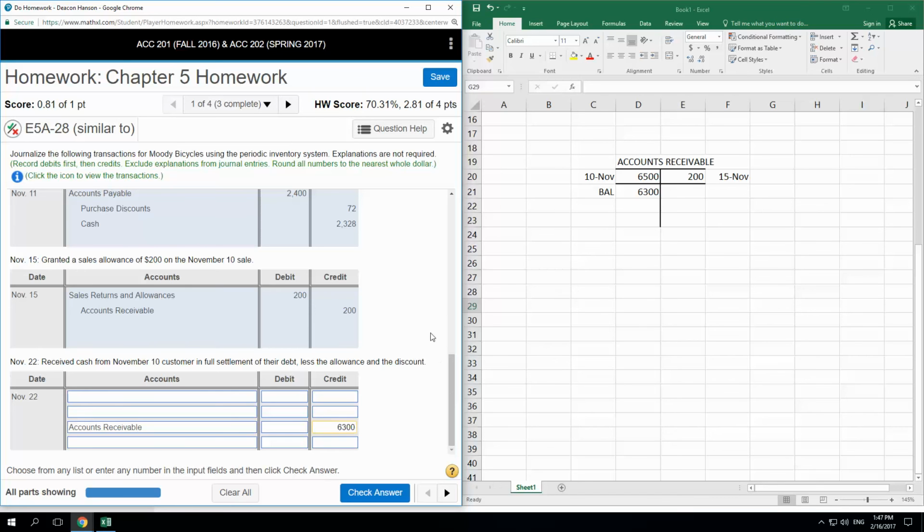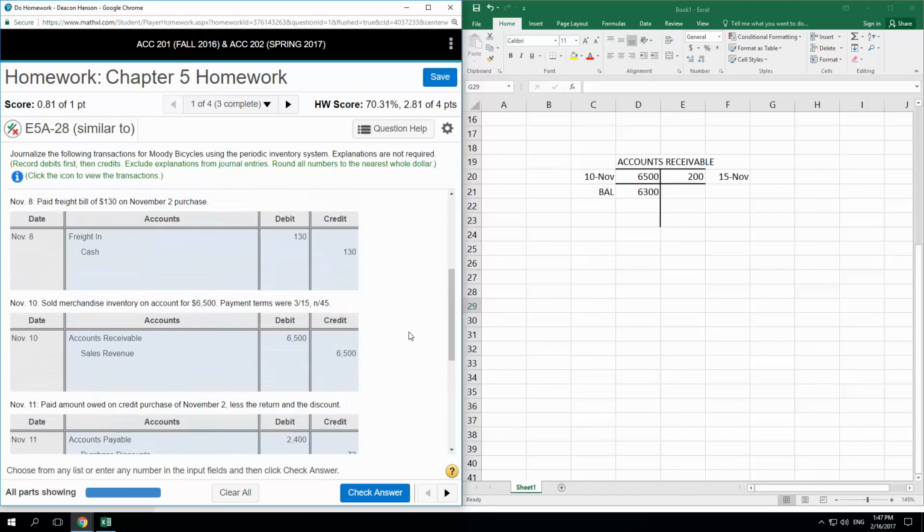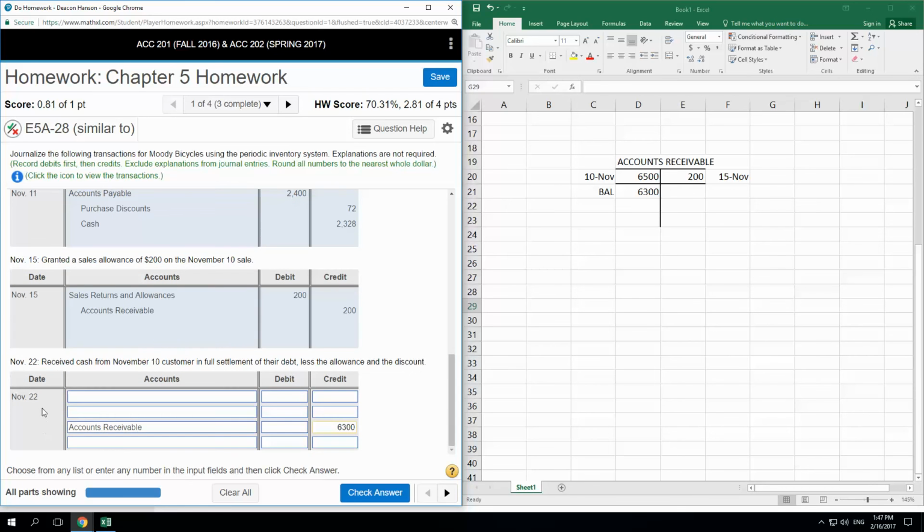Okay. Now we also want to look at the credit terms we gave them. We gave them 3% if they pay in 15 days. So from November 10 to November 22nd, it's within 15 days. Okay, so I'm going to give them 3%. So I got 3% times 6,300, and that's going to be my sales discount amount. Okay, so that's your sales discount.